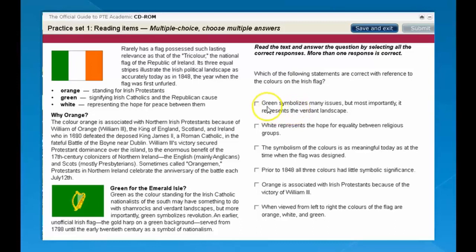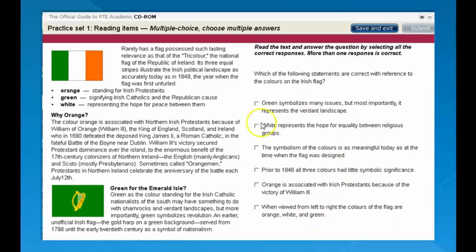Green symbolizes many issues, but most importantly, it represents the verdant landscape. White represents the hope for equality between religious groups. The symbolism of the colors is as meaningful today as at the time when it was designed. Prior to 1848, all three colors had little symbolic significance. Orange is associated with the Irish Protestants because of the victory of William III. And when viewed from left to right, the colors of the flag are orange, white, and green.